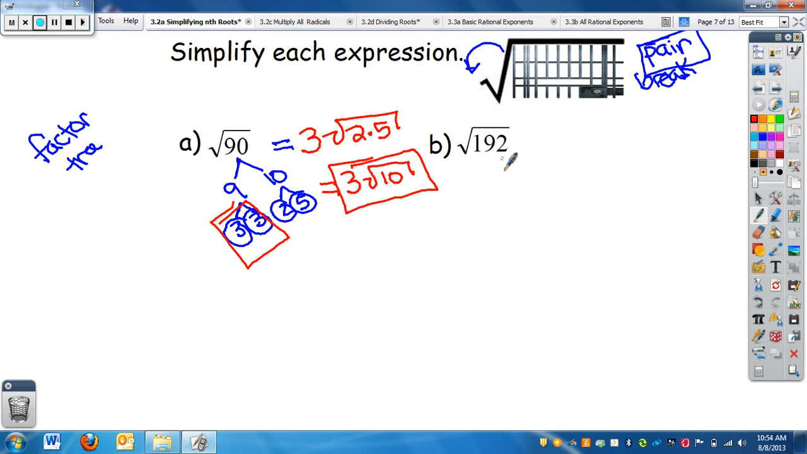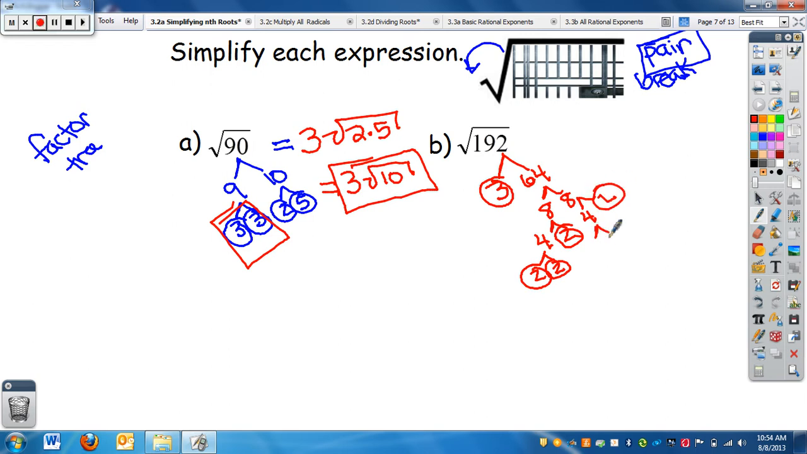So on B, I have 192. So I need to do my factor tree. Again, it doesn't matter how you start. I know 3 divides this. So that is 64. 3 is prime, so I'm going to circle it. 64, I know it's 8 and 8. 8 is 4 and 2. 2 is prime, 4 is not, because I can go 2 times 2. Again, I like to circle because it helps me keep track of what numbers I have.